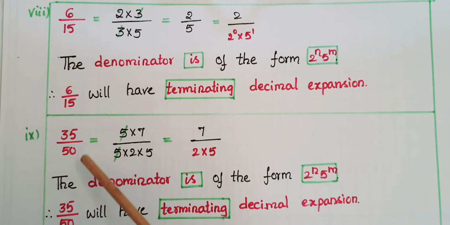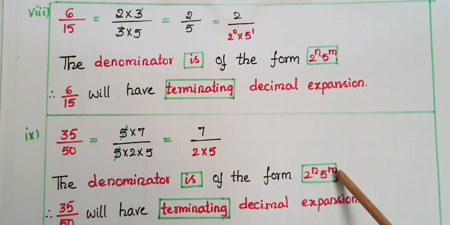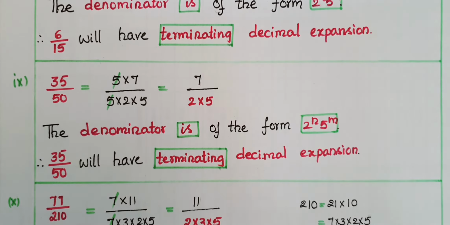Next one is 35 by 50. That is equal to 5 into 7 by 5 into 2 into 5. Cancel 5 here. Then that is equal to 7 by 2 into 5. So, the denominator is of the form 2 to the power of n into 5 to the power of m. Therefore, 35 by 50 will have terminating decimal expansion.